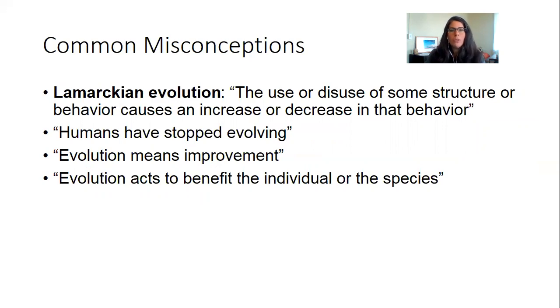Now, there are some common misconceptions about evolution, one being Lamarckian evolution. Lamarckian evolution argues that the use or disuse of some structure or behavior causes an increase or decrease in that behavior. So if one works out more and grows really big muscles, their offspring will just be born with big muscles. And that's not exactly how this works.